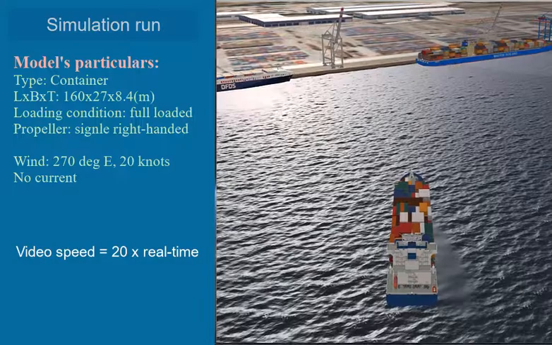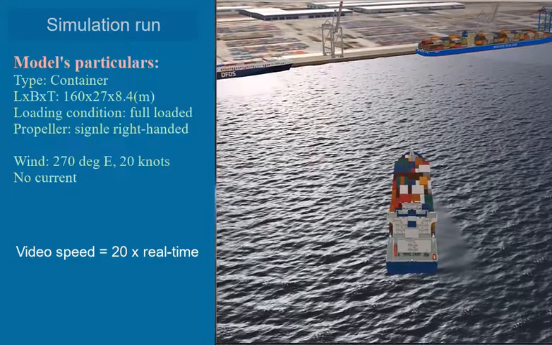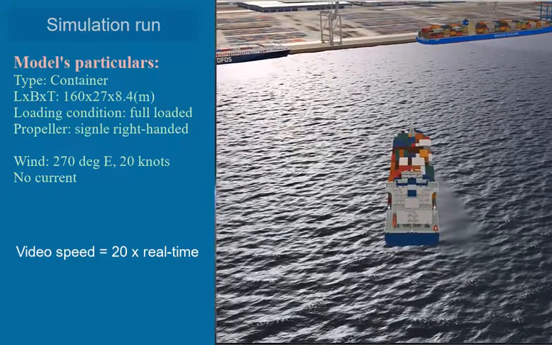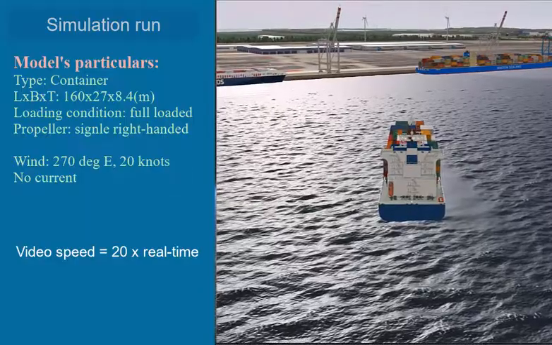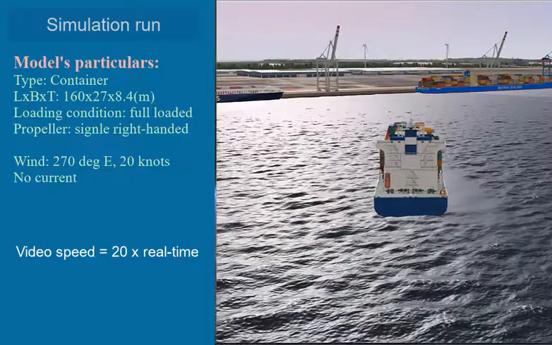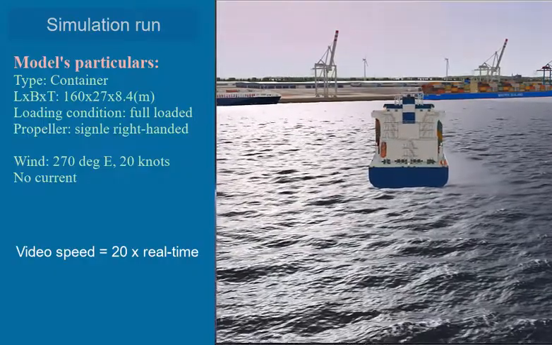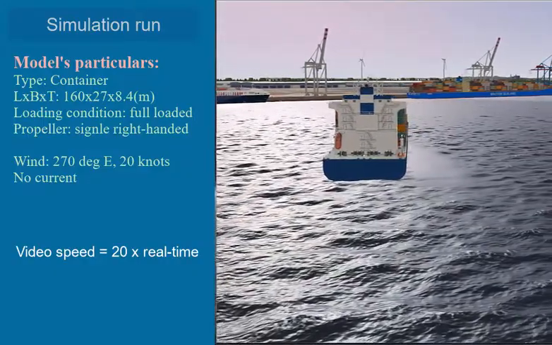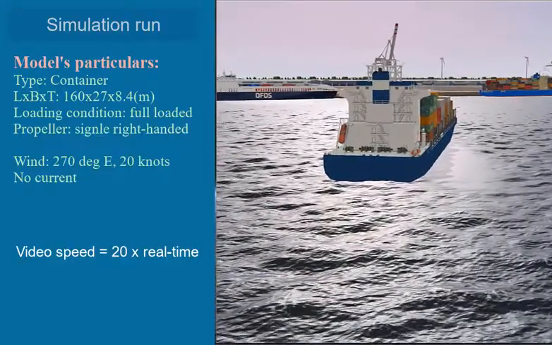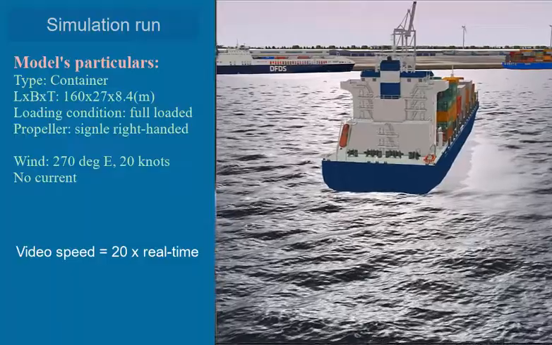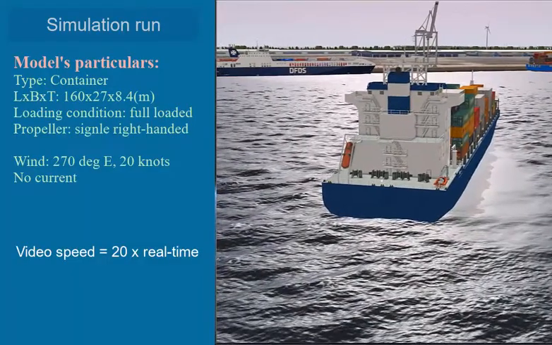In this scenario, the ship model is a container vessel. Her length is 160 meters, breadth is 27 meters, and the draft is 8.4 meters. The ship is fully loaded and fitted with a single right-handed propeller. The wind direction is 270 degrees, east, with a speed of 20 knots. The video speed is set 20 times faster than real time.